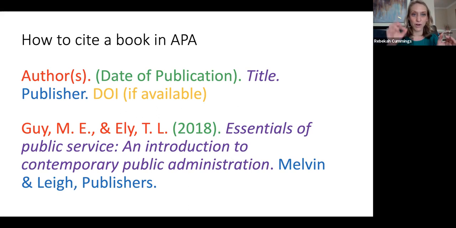So like author, period. Date of publication, in parentheses, period. Title, italicized, period. Publisher, period. And then the DOI, which looks like a URL, if available. So here's an example of what that would look like in the real world. Here's a book, Essentials of Public Service, an Introduction to Contemporary Public Administration. It has the authors listed, and the way that they're listed is also according to APA specifications: you use the last name, comma, first and middle initial, comma, using the ampersand, and then the second author.